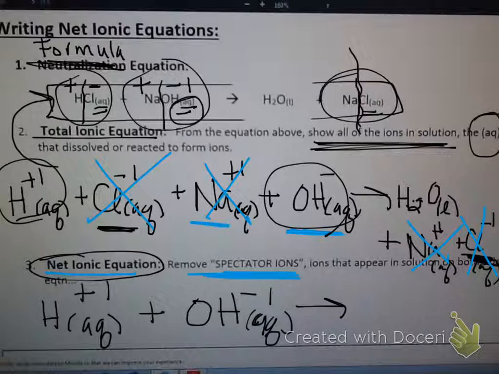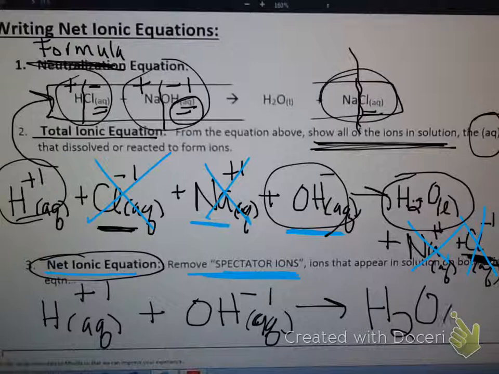And now we have the right-hand side of the equation. Notice that the only thing left is water over here. We have water on the product side, but not the reactant side. So it's not a spectator. Water is actually part of the reaction. So what were our spectator ions? The sodium ion and the chloride ion were both spectators. They weren't involved in the chemical reaction at all.